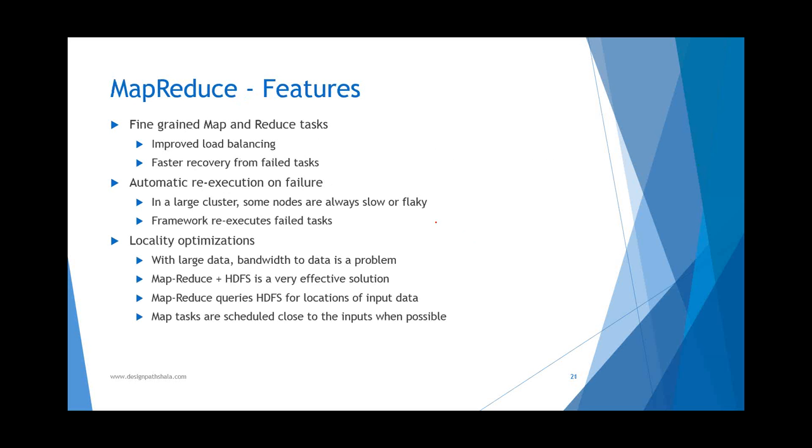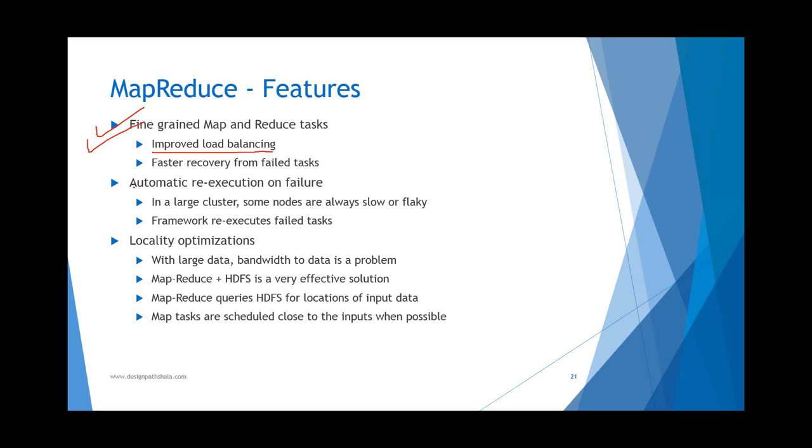Then we talked about MapReduce failures. I am not sure whether we talked about this or not, so I'll quickly talk about these things also. The features we talked about was improved load balancing, and how the load balancing really happens is that your mapper and reducer run parallelly on the data across the data nodes, and this is how load is balanced across the cluster.